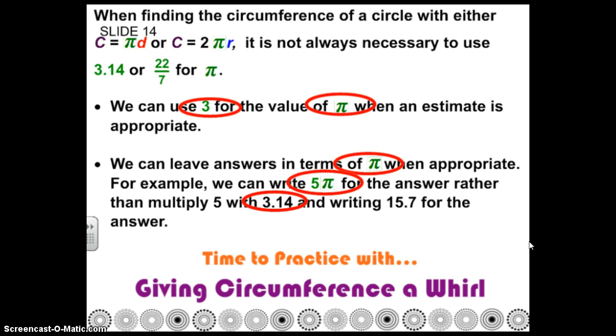So now you have the Giving Circumference a Whirl practice sheet. Please go ahead and practice that and come to class with any questions.